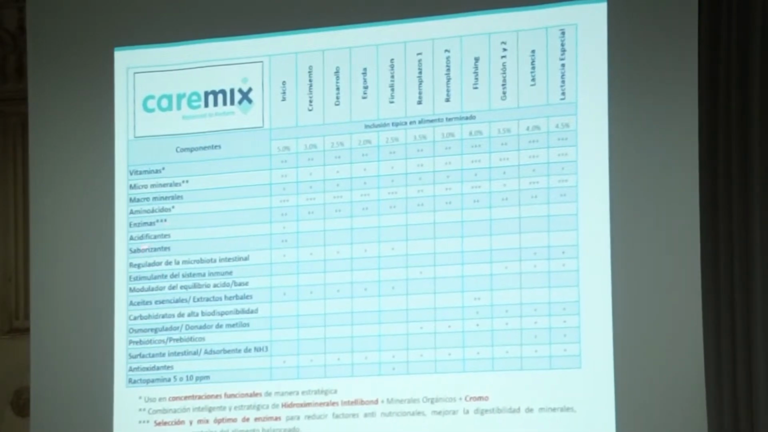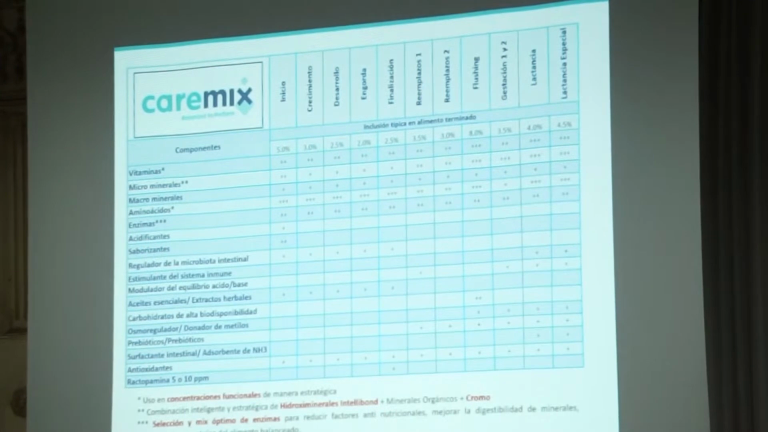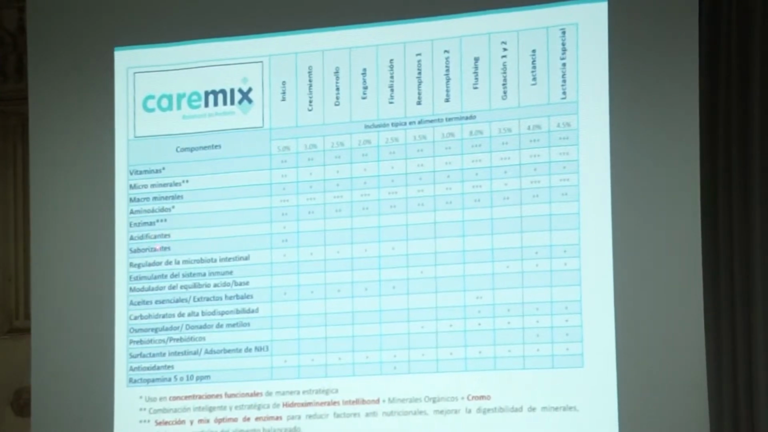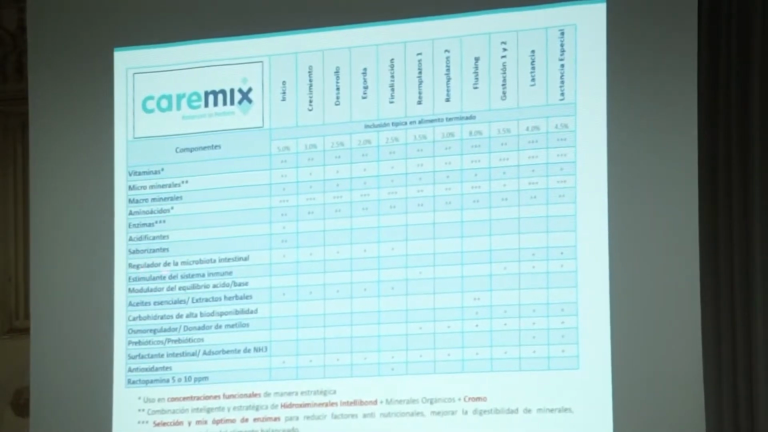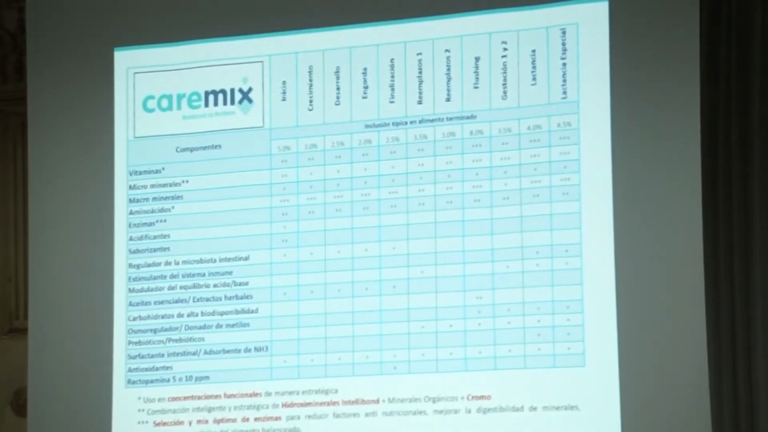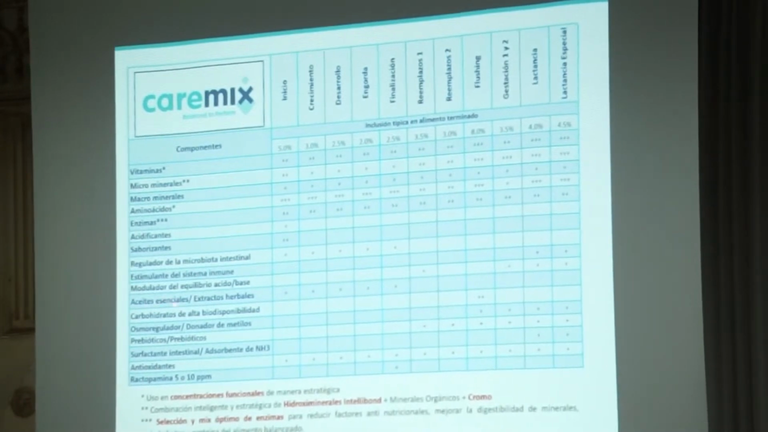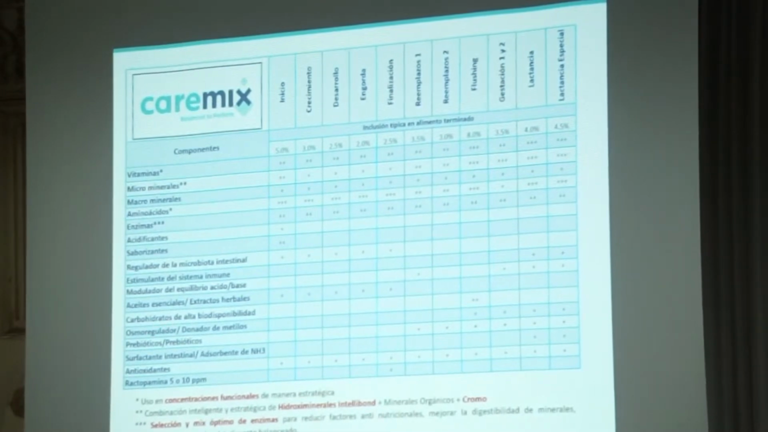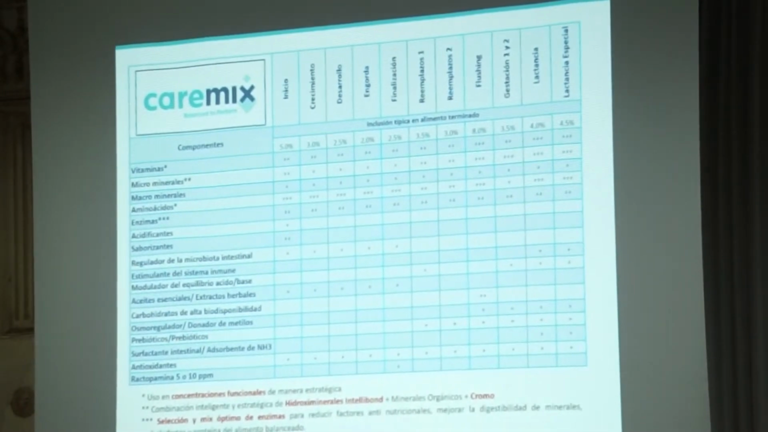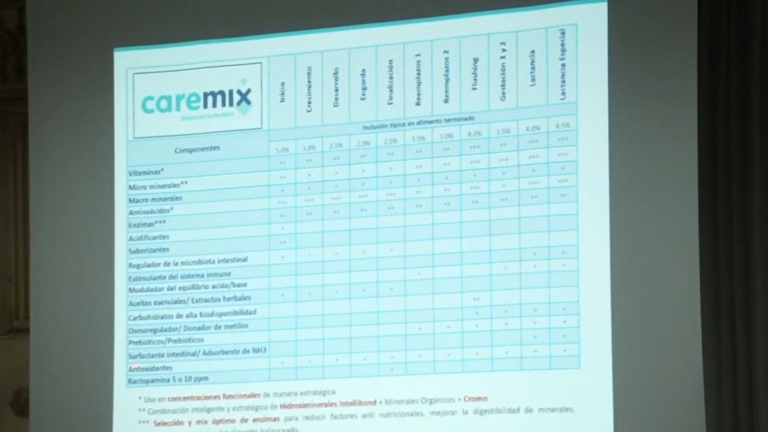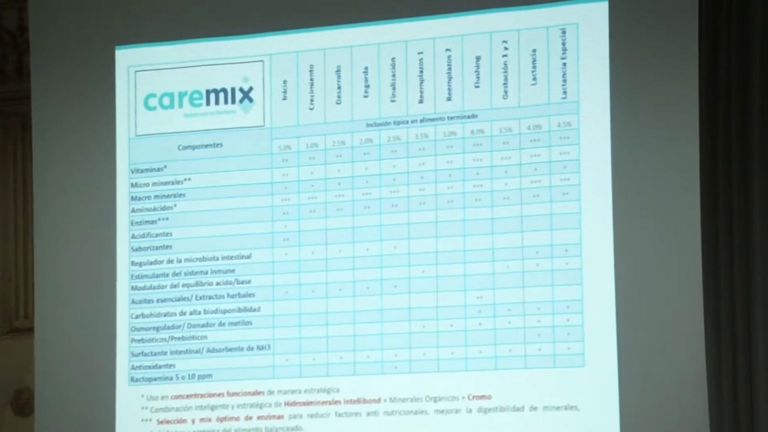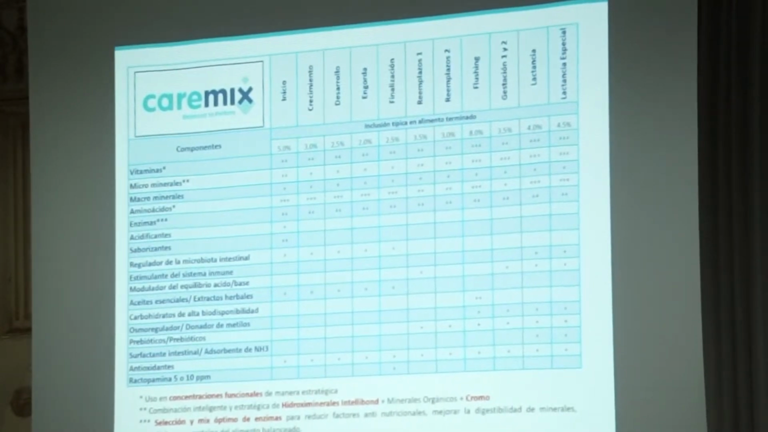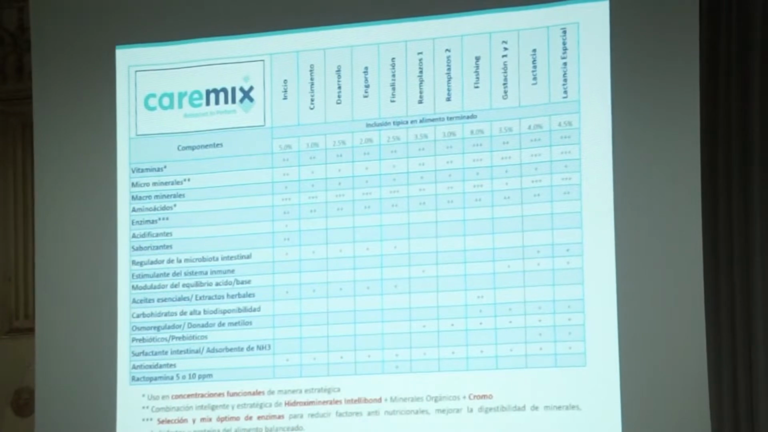Y bueno, hay otro tanto de productos que, si ustedes se dan cuenta, se manejan de forma muy estratégica, como pueden ser acidificantes, saborizantes, para reducir el uso de antibióticos. Pues también tenemos varios conceptos, como algunos reguladores de la microbiota intestinal, el uso de extractos herbales, por ejemplo en la etapa de flushing, aquí se trabaja con carbohidratos de alta disponibilidad por el efecto funcional que también pueden tener. Y pues bueno, aquí en el caso de la finalización, actualmente en México todavía está permitido el uso de la ractopamina, pues también tenemos la opción de tener estos productos con estos componentes.